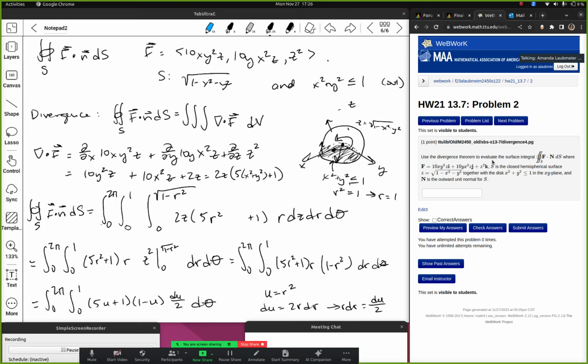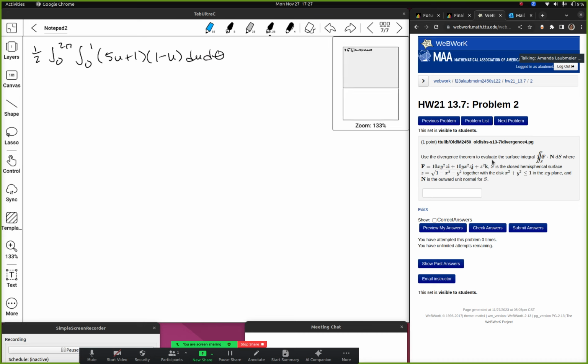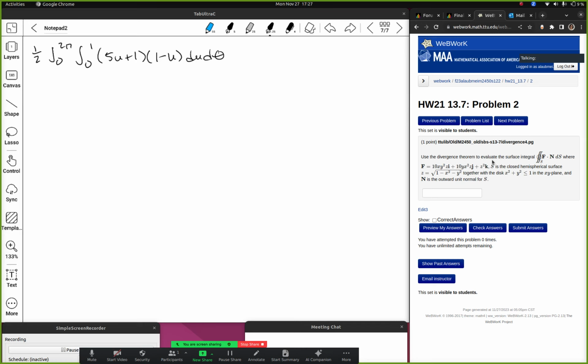And then I would have to change my upper and lower bounds, but 0 squared is 0, and 1 squared is 1, so I don't have anything to change here. So I'm going to pull that 1/2 out. I've got 0 to 2 pi, 0 to 1, 5u plus 1 times 1 minus u, I think. Let me just make sure I got that right. 5u plus 1, 1 minus u. Yep. Okay, now I'll go ahead and factor it.